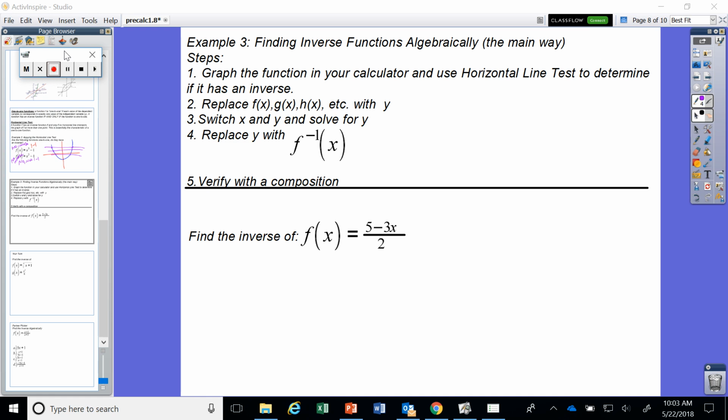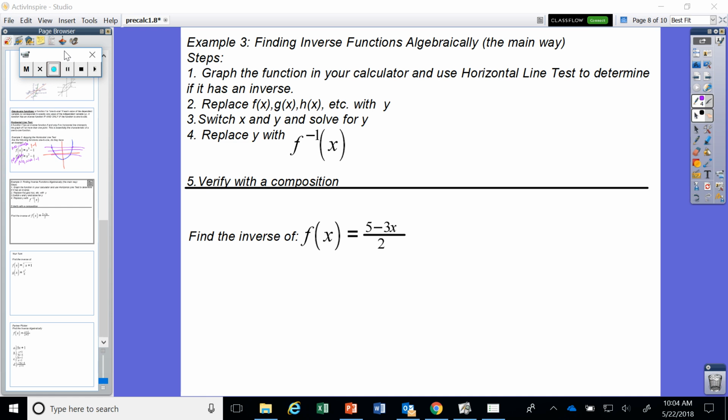Step number 1, graph it in your calculator. Use the horizontal line test to determine if it even has an inverse. Then from there, we're going to replace f, g, h of x, etc. with y. You'll see why in a second. It makes our life easier. Third, we're going to switch x and y and resolve for y. Lastly, we're going to replace y with f inverse of x, and we can always verify it with a composition just to double check that we are on the right track.